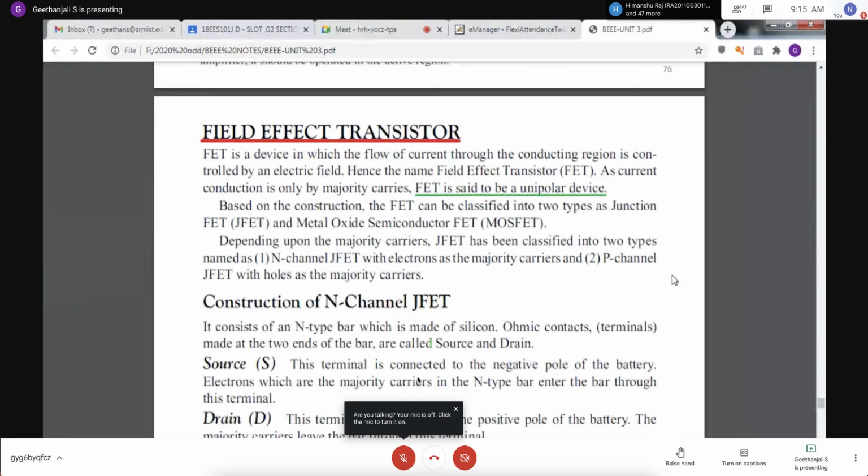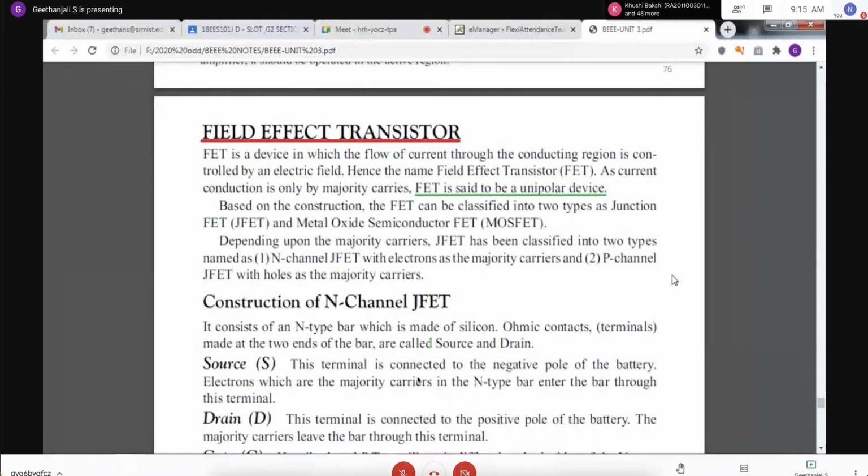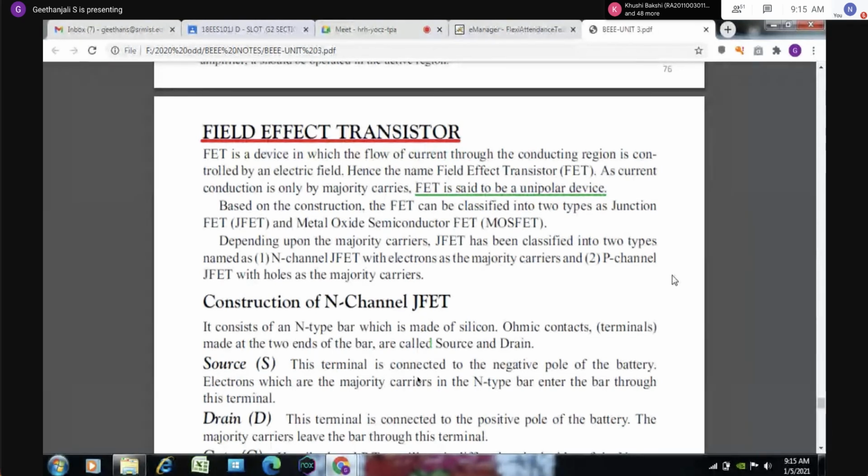Depending upon the majority carriers, the JFET is classified into two types. The first is the N-channel JFET, with electrons as the majority carriers. There is a terminal in the JFET called the channel. If the channel is made of N type semiconductor material, it is called an N-channel JFET, with electrons as the majority carriers.